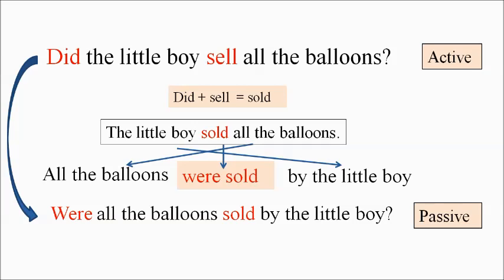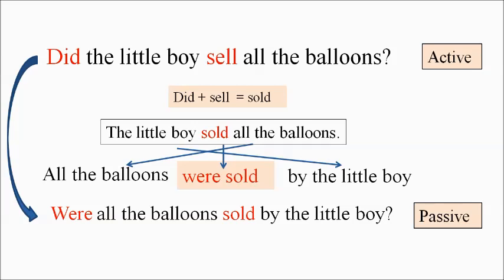When converting the sentence into passive voice, we can say all the balloons were sold by the little boy. But the active voice sentence is in question form. So we should write it as, were all the balloons sold by the little boy? That is the passive voice sentence. The be verb should come first. Did the little boy sell all the balloons? Were all the balloons sold by the little boy?